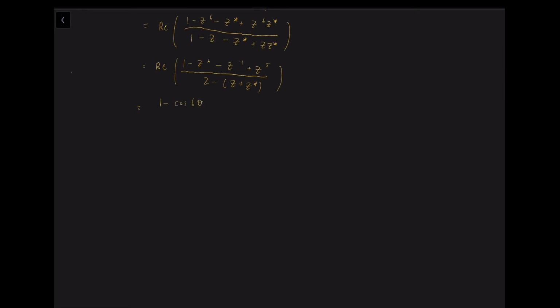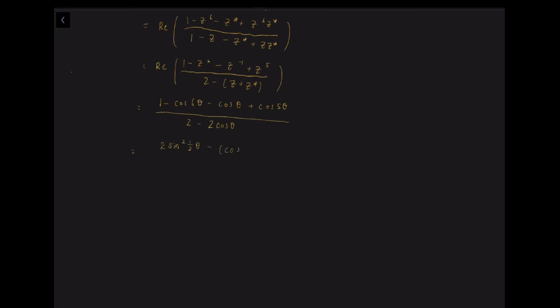And then we also want to convert the numerator into its real part. So z to the power of 6 is cos 6 theta, z to the power of -1 is cos -1 theta, which is cos theta. And z to the power of 5 is cos 5 theta.